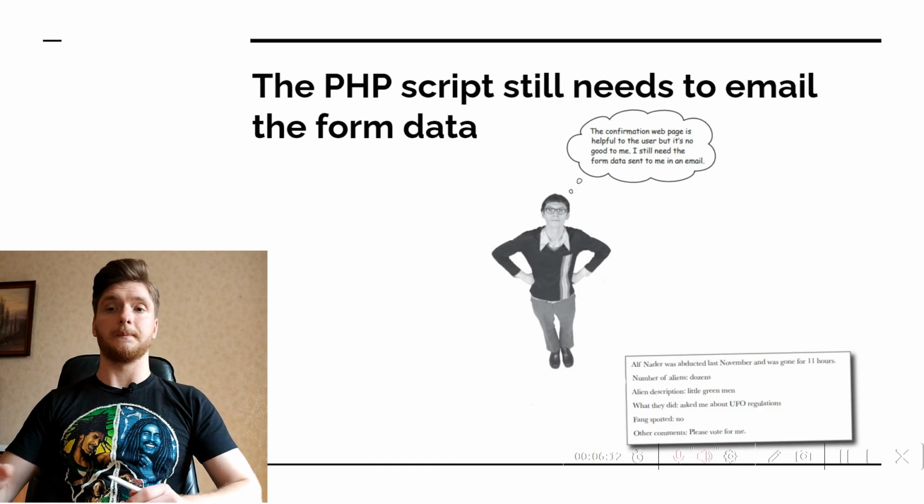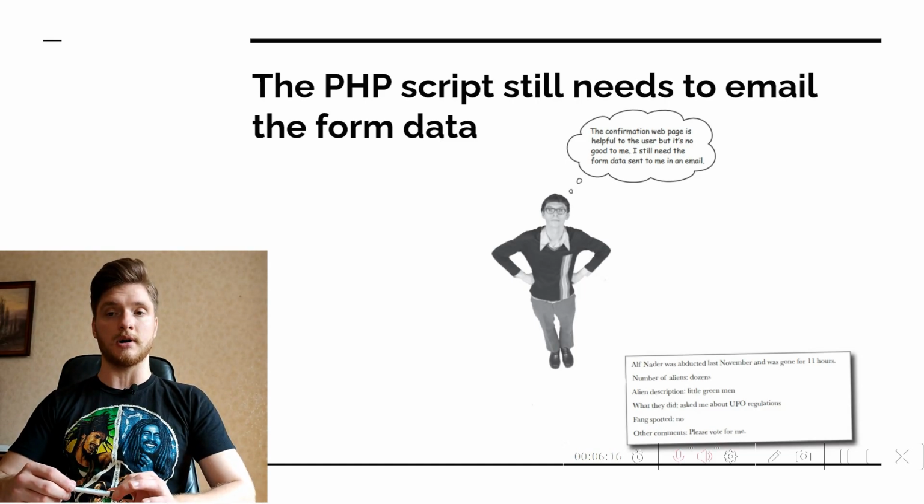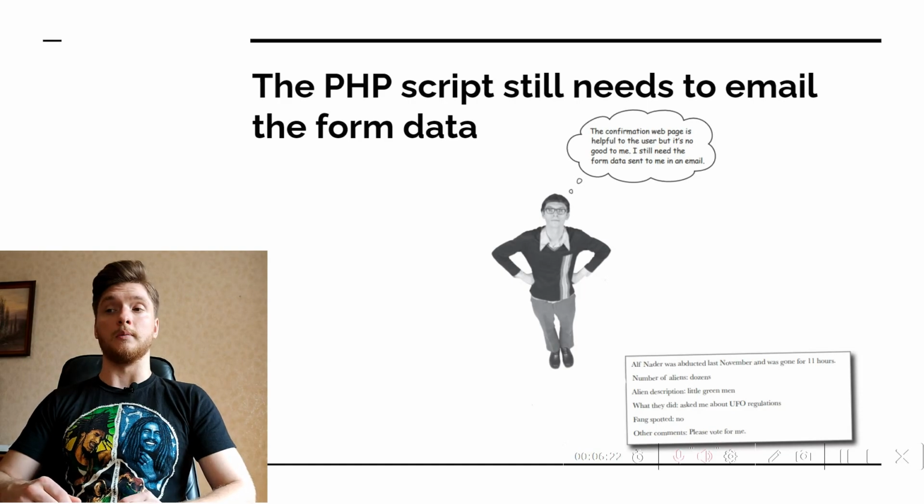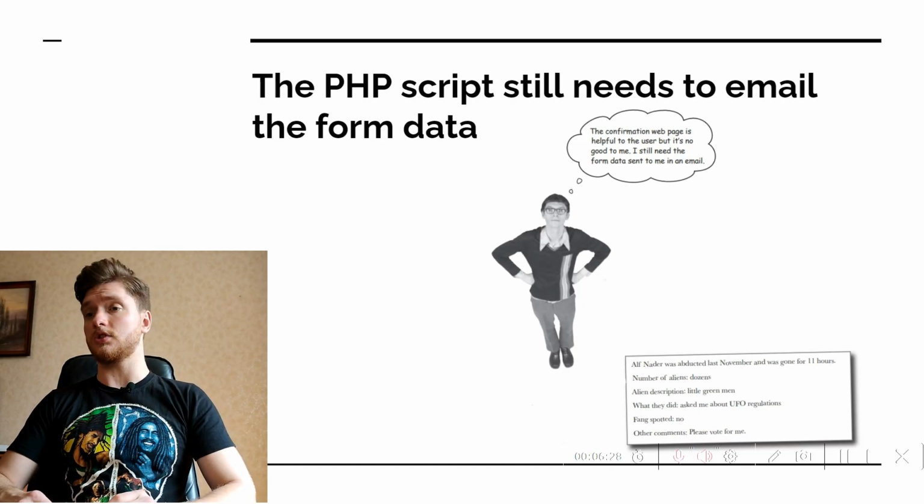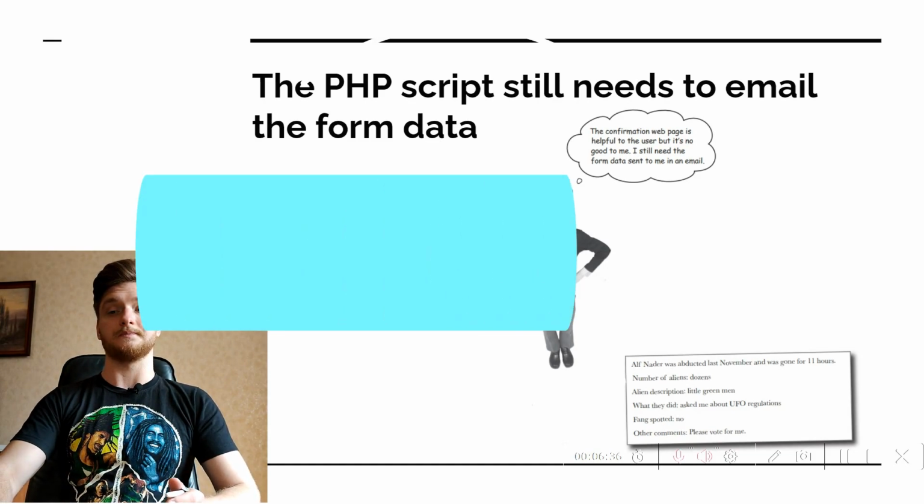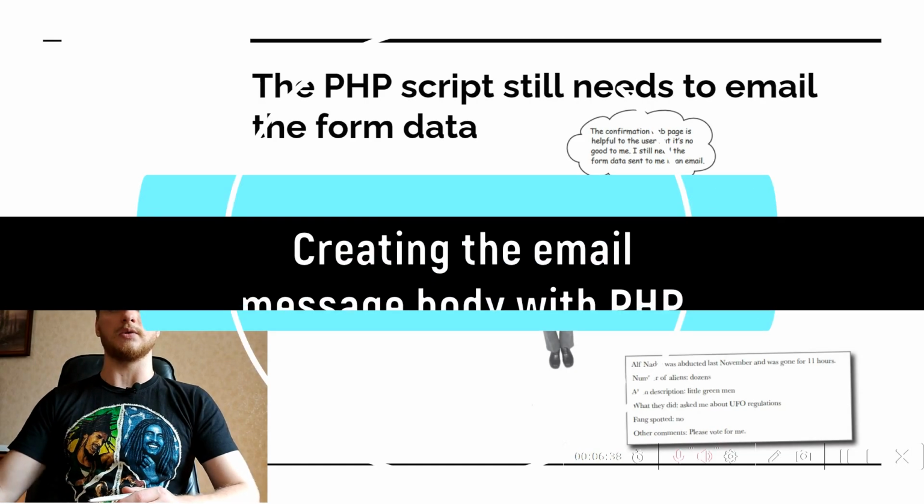Similar to the confirmation web page, this email message consists of static text combined with form data. This email message can be generated from PHP code by putting together a string that combines static text, such as other comments, with form field data stored in variables. Write down how you'd put together an email message string from static text and PHP variables. Creating the mail message body with PHP.